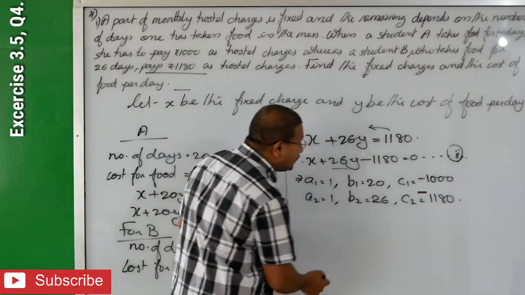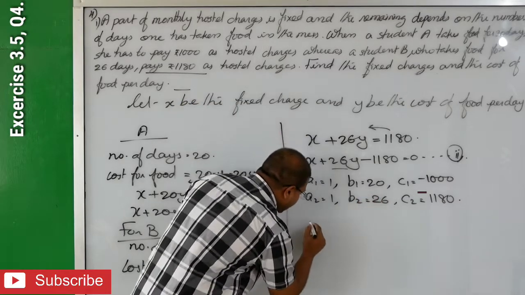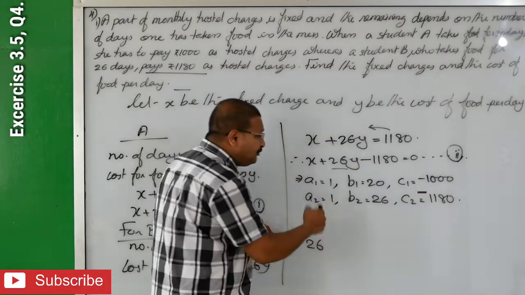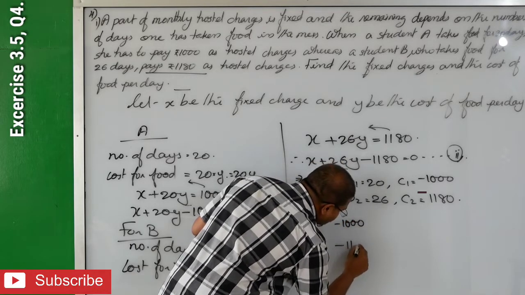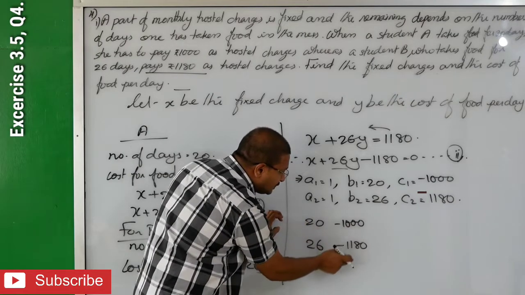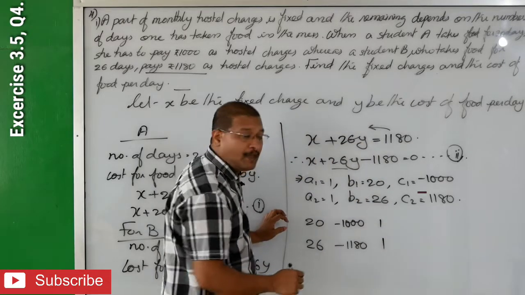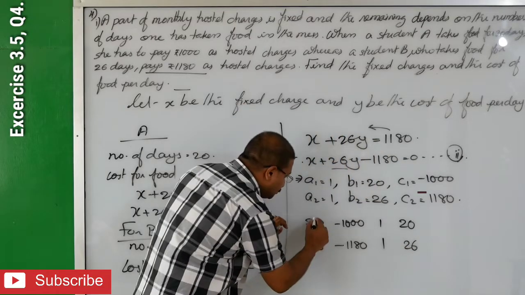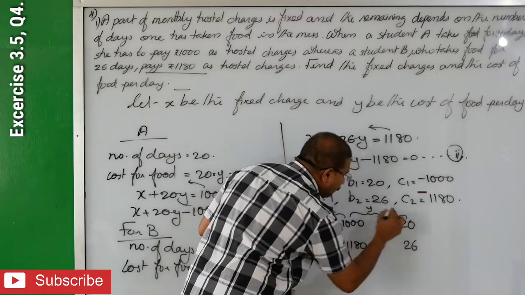That means B1, B2, C1, C2, A1, A2, B1, B2. B1, B2 means what you will write? 20, 26. After that C1, C2. That means minus 1000, minus 1180. See, this is B1, B2. This is C1, C2. Now what you will do? A1, A2 is 1, 1. Now one more time, B1, B2, that means 20, 26. These two together, X, here will be Y, and this will be 1.